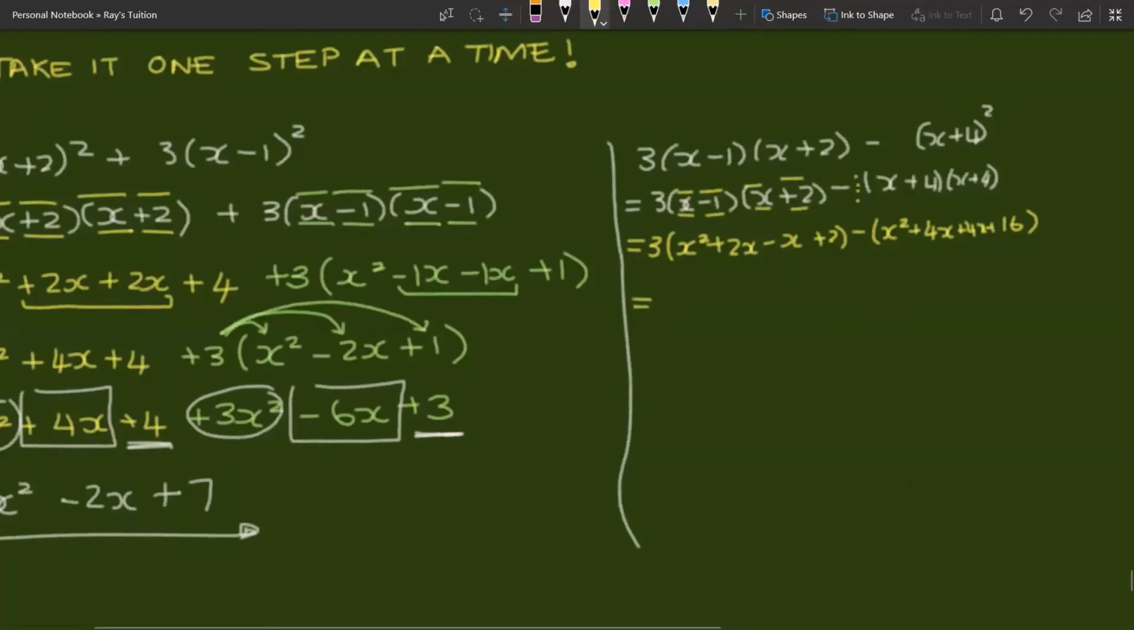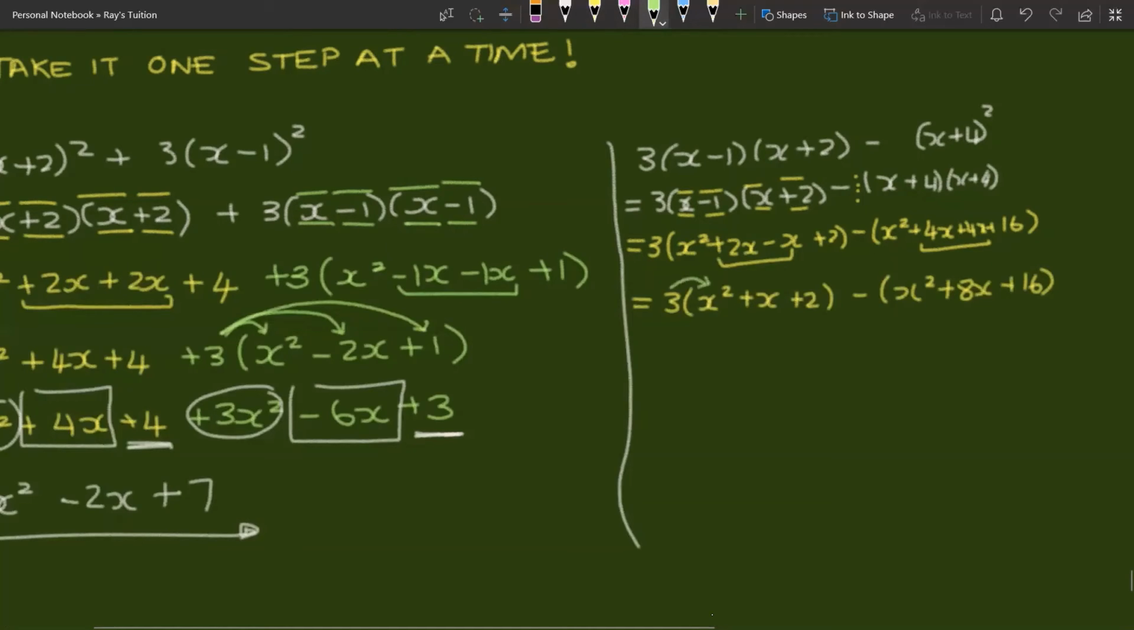Okay, and now again, I'm going to group my like terms. So this here is 3x squared. The 2x and the minus x just give an x plus 2. And similarly in this one here, I'm just going to group the like terms, which is the 4x and the 4x, which is 8x plus 16. Okay, now let us do the distribution.